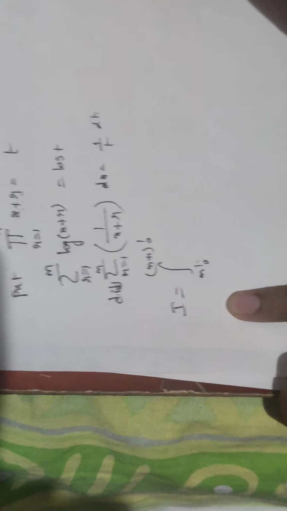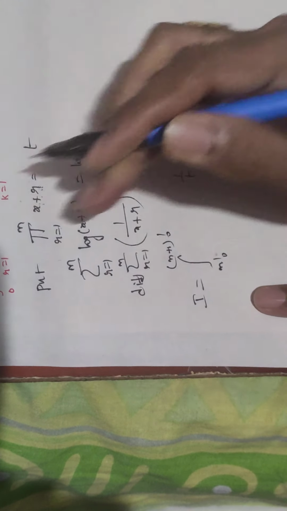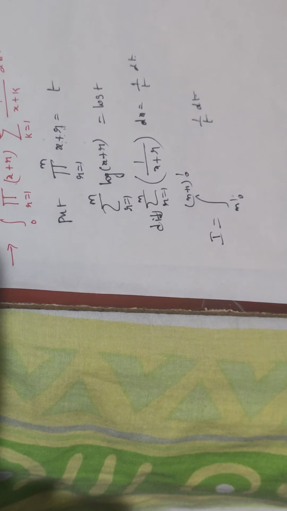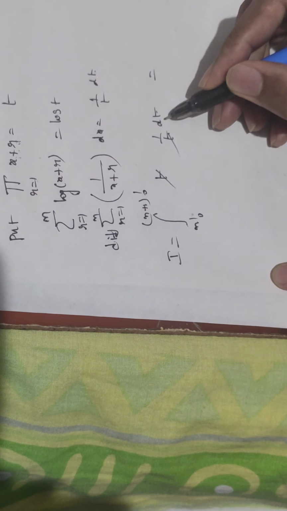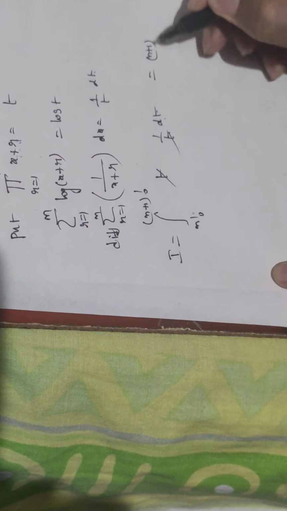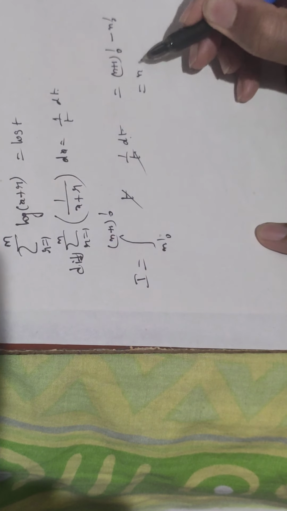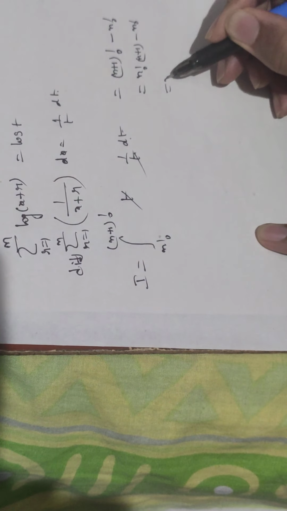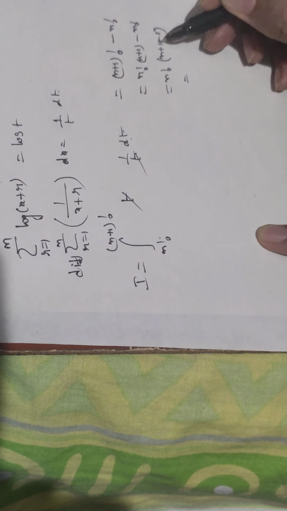And this total becomes 1 by t dt, and the product of (x plus r) becomes t. These two get cancelled. We will get dt. The integral of dt is t. After applying the limits, we will get n plus 1 factorial minus n factorial. This n plus 1 factorial can be written as n factorial into (n plus 1) minus n factorial. So n factorial is common: n plus 1 minus 1. 1 gets cancelled. So n into n factorial is the answer.